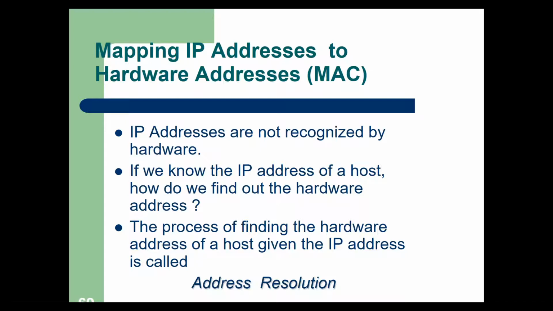It's a communication protocol used for discovering the link address, such as the MAC address, associated with a given IP address. This mapping is a critical function in the Internet protocol suite. ARP was defined in 1982, and you can read more details in RFC 826. Okay.